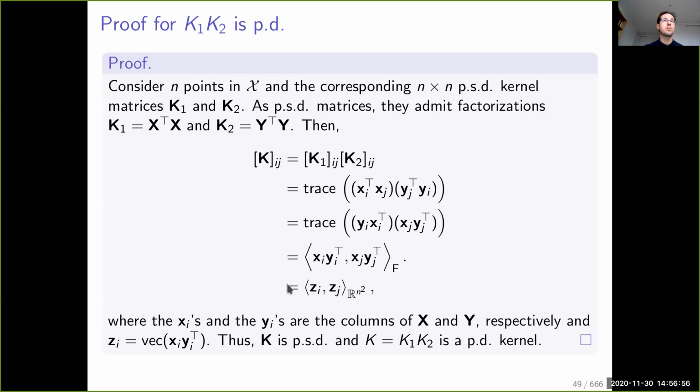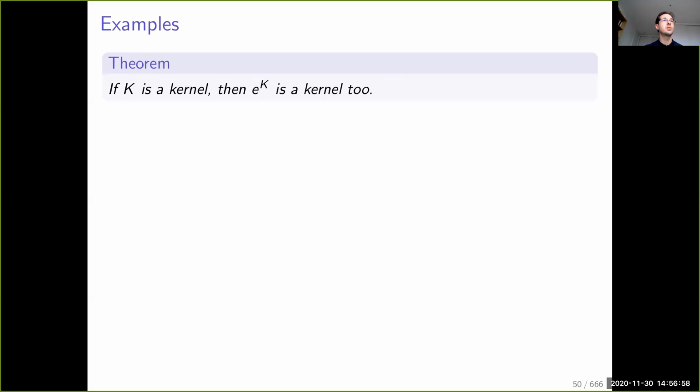Okay, now let us use it and look at the first example. Another result is that if K is a kernel, then if you take the exponential of this kernel, this is a kernel too. Here, I'm not talking about the exponential of a matrix. This is simply the exponential function applied to another function.